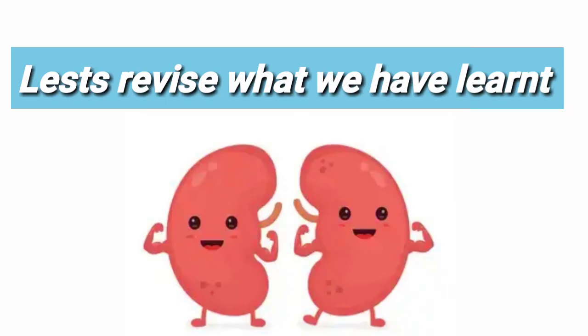So we will revise all that we have learned here. First, you diagnose nephrotic syndrome. Second, you make sure that the patient has primary nephrotic syndrome and there are no atypical features. If the patient has primary nephrotic syndrome and there are no atypical features, then you will look for TB.